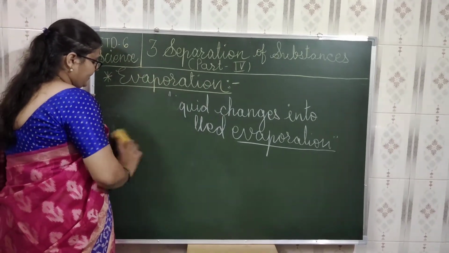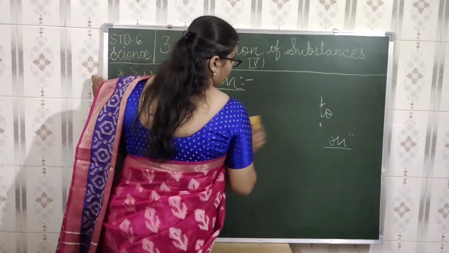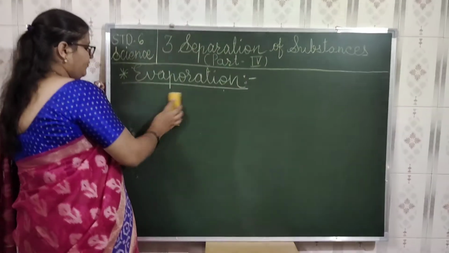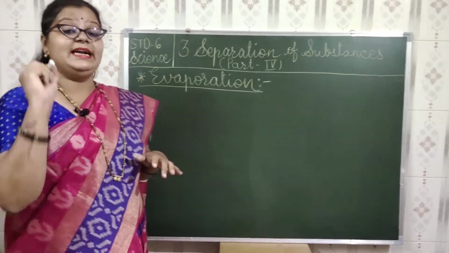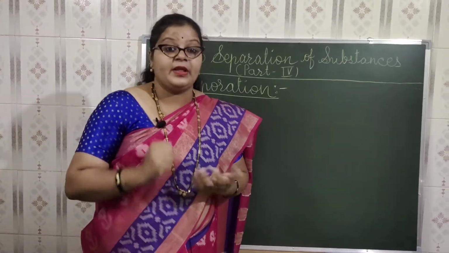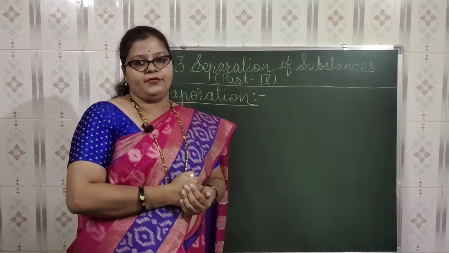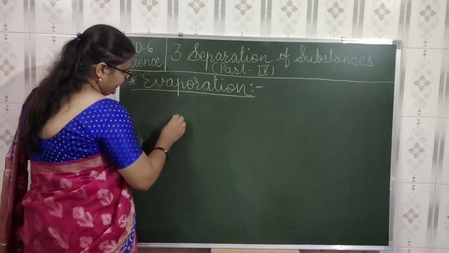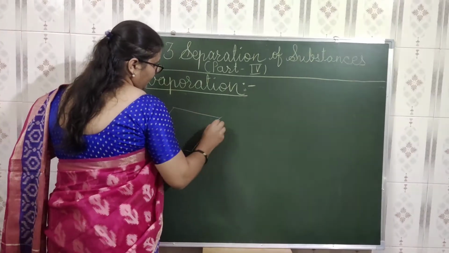Before that, you answer my question: from where do we get the salt? The common salt or the cooking salt that we use at our houses, do you know from where we get it? Yes, we get it from the sea water. Now how do we obtain that salt from the sea water? In salt pans, they have some shallow pits like this.